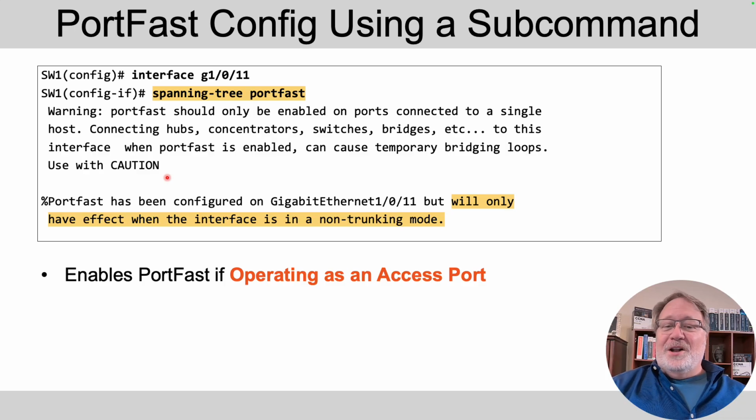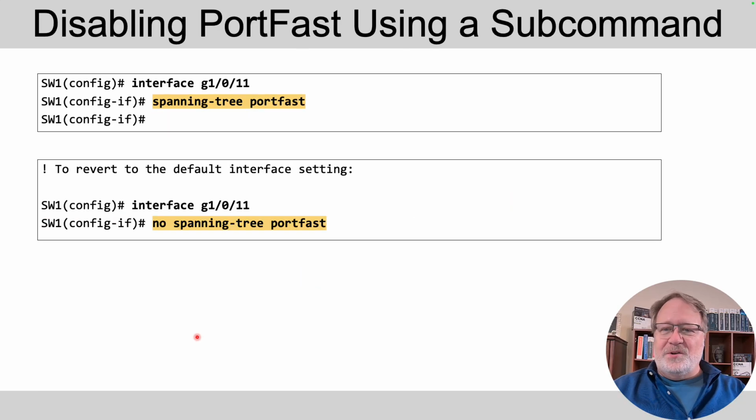Another thing it mentions is that this command enables PortFast, but it will only have effect when the interface is in a non-trunking mode. So this command enables PortFast on this interface if it is currently operating as an access port. And if it happens to be operating as a trunk, it does not enable PortFast. All right, so there you go. Enables PortFast if it's an access port. That's it for the config.